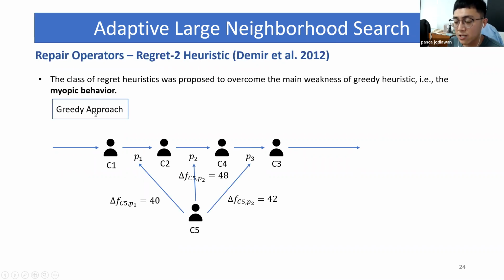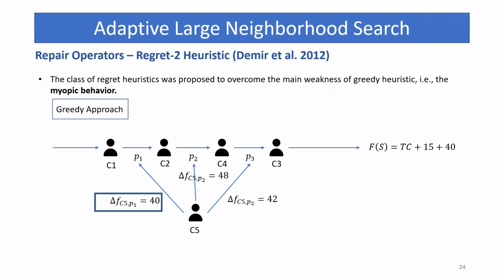So based on the greedy approach, we will select this insertion, that is, we want to insert C5 into P1. Then the total cost that we obtain is TC, the total cost in the previous solution, plus 15 plus 40, right? That is the total cost when we use the greedy approach.